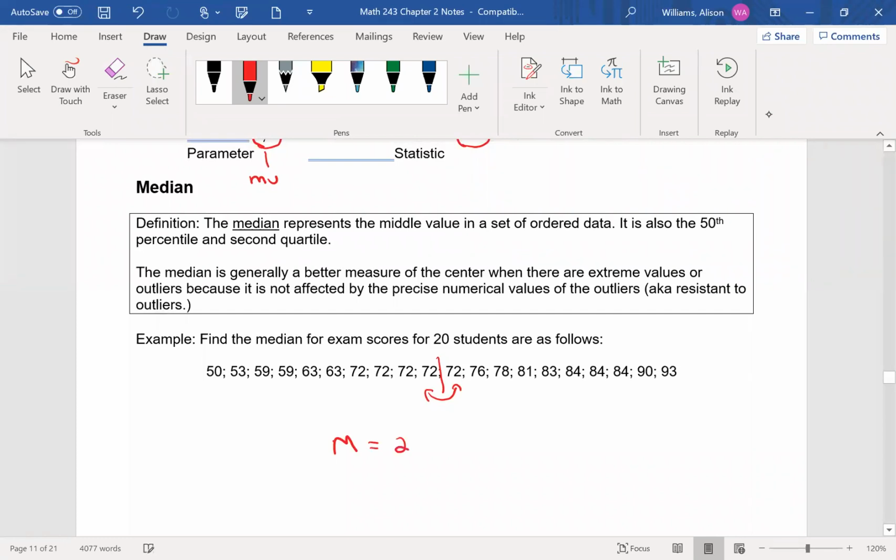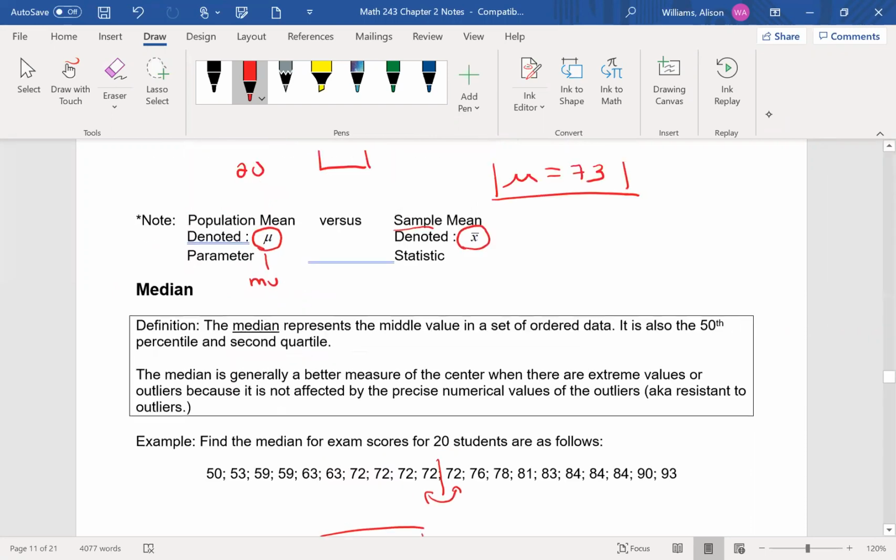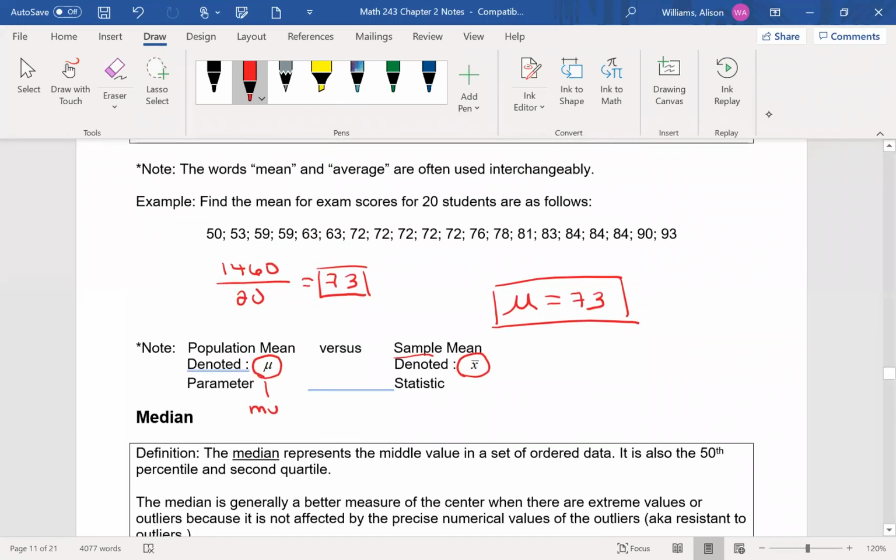Okay. So mean has special labels, but the median really doesn't. Often it's just capital M. They don't have a difference between sample versus population. That's because the mean is more frequently used. And the reason is kind of obvious.